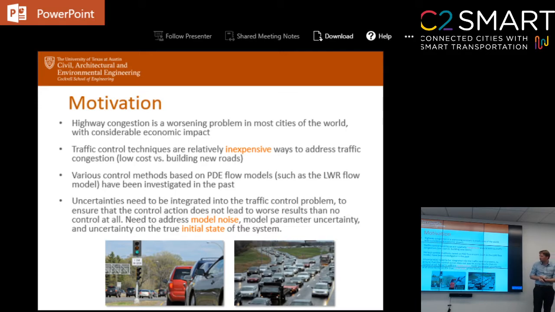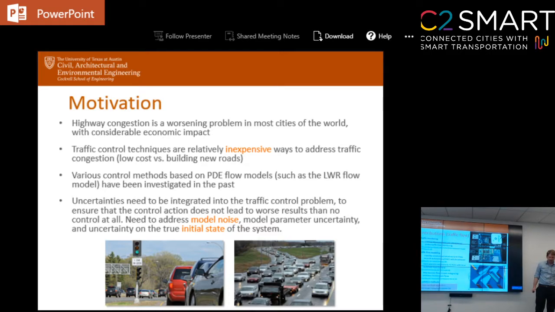So for example, in traffic flow, if you have these roads that are congested, if you estimate the capacity badly, or if you estimate your initial conditions badly, you could do worse than just letting the cars go and join the highway. So that's what we try to address here, to address this model noise and this uncertainty in the system.